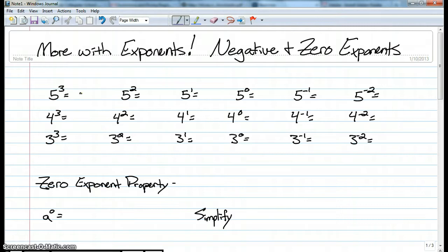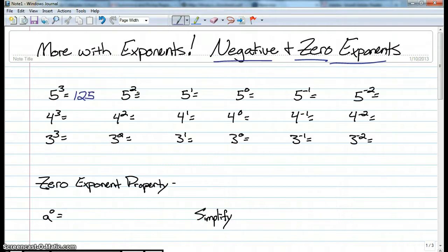So first, I just want to take a look at some patterns that we're going to notice before we jump into our negative and zero exponent talk. We've got, as you can see here, a little chart. We've got powers of 5, powers of 4, and then powers of 3 going down. If we were to fill this out, I think we all know 5 cubed means 5 times 5 times 5. So that gives us a value of 125.